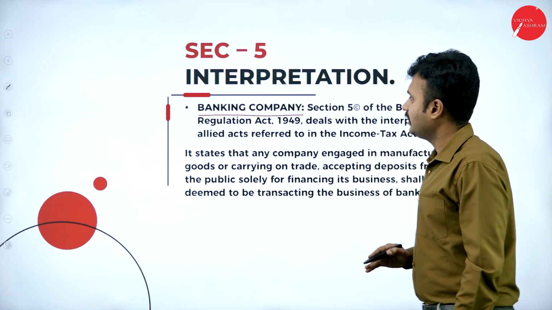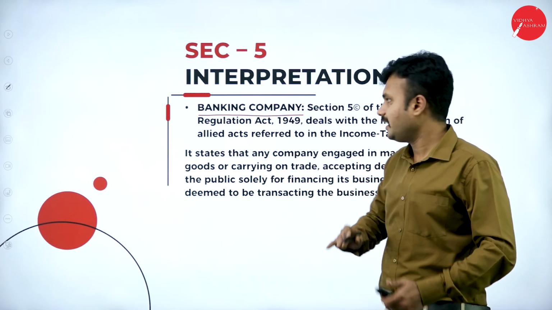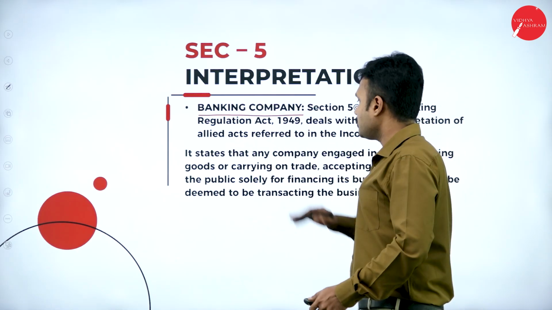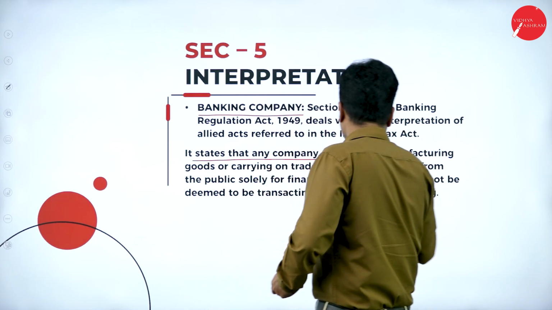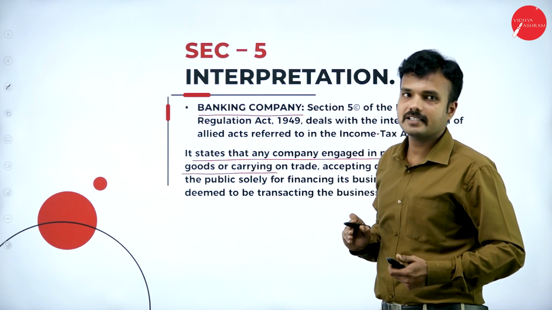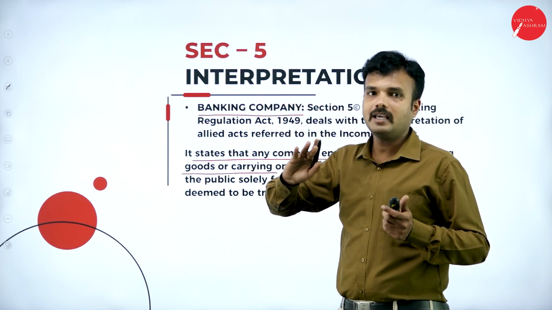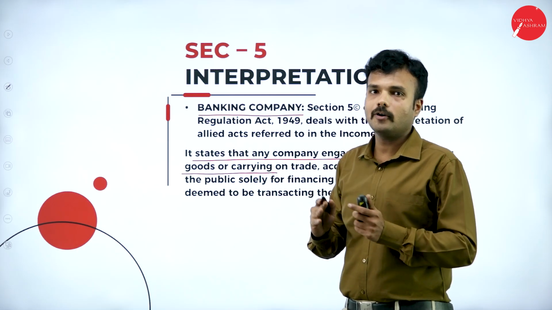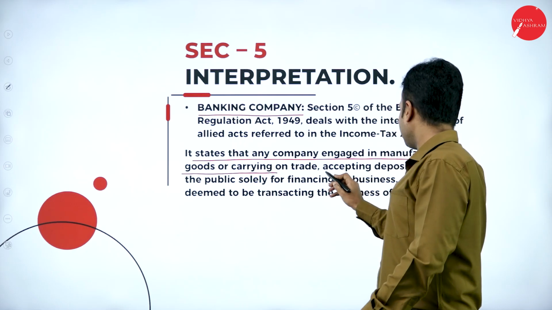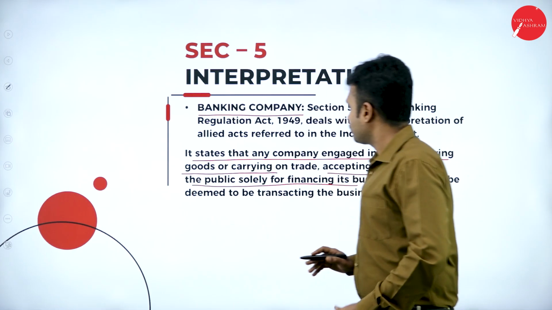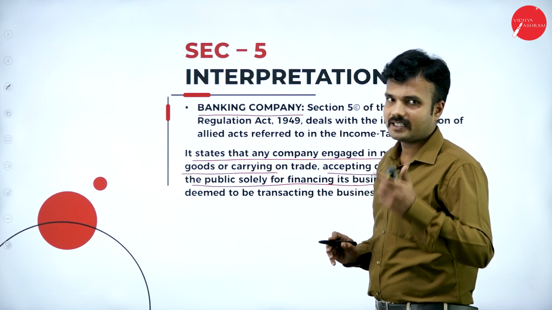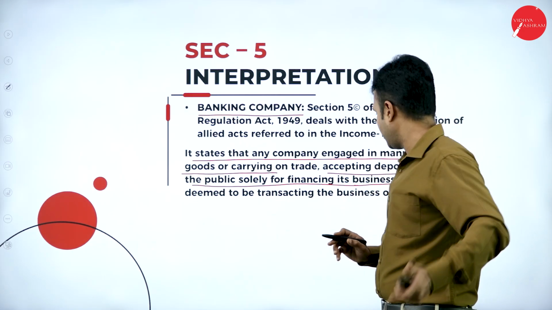According to Section 5, a banking company means a company which is going to follow all kinds of banking activity. Means this banking company is not supposed to be involved in any kind of trade activities, right? According to Banking Regulation Act Section 5, this banking company does not have any authority to be involved in any kind of trading activities, and it has a right to accept deposits from the public solely for financing its business. So why is it going to accept the deposit? It is going to accept deposits for financing its business.